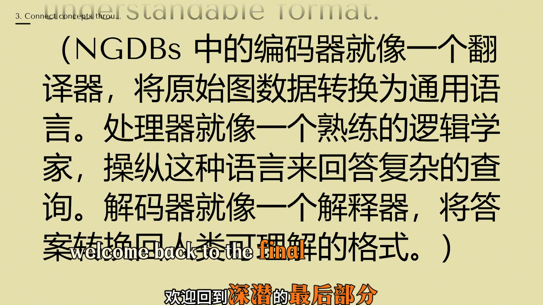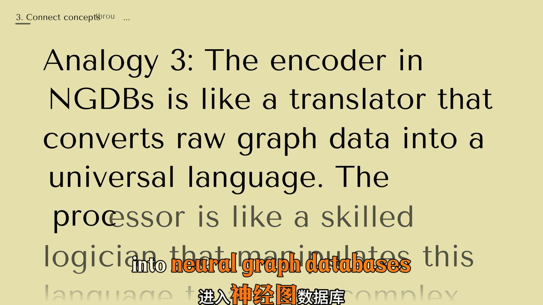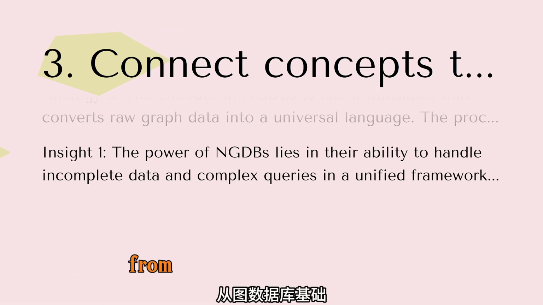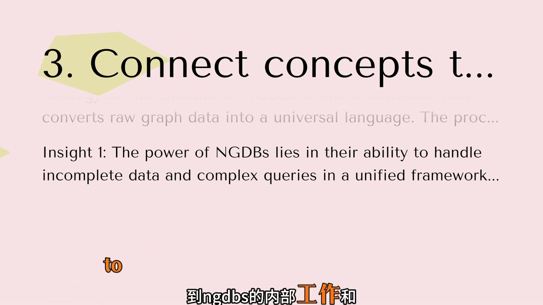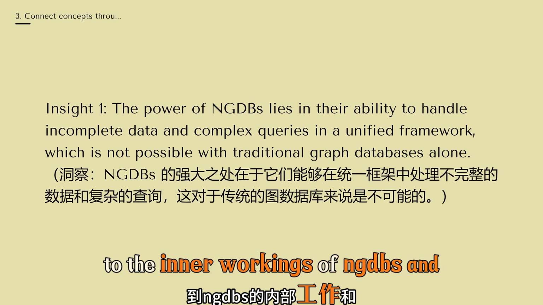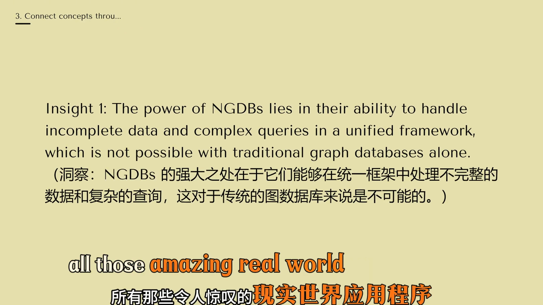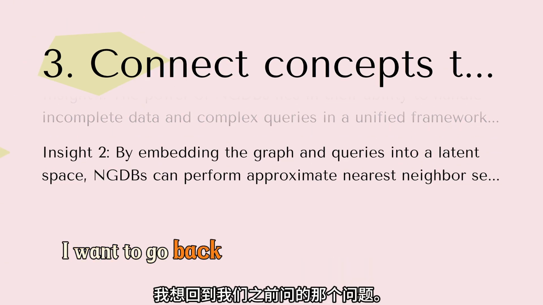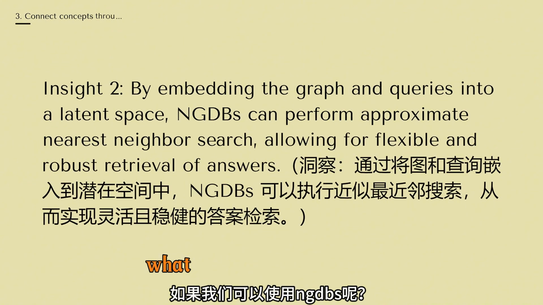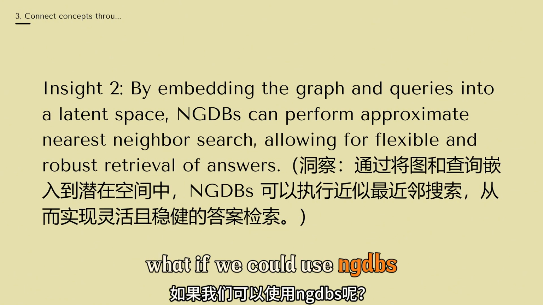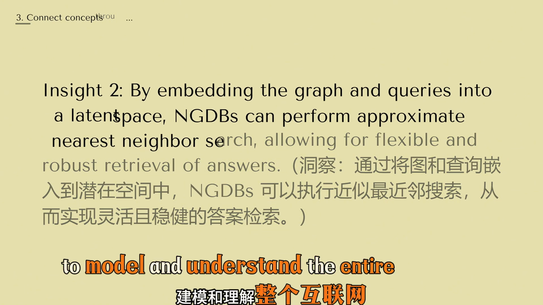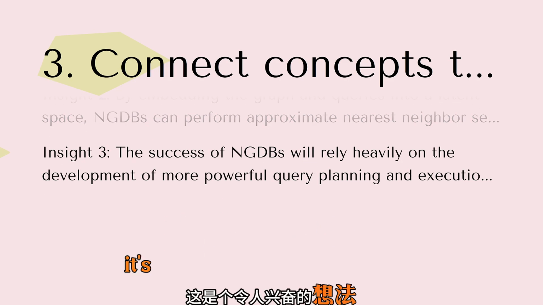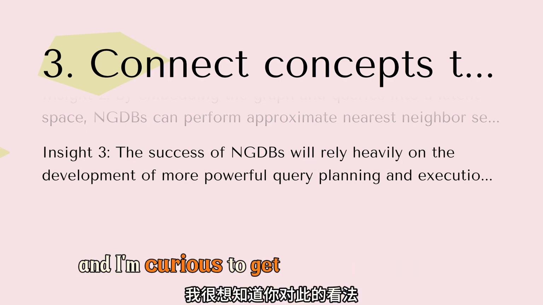Welcome back to the final part of our deep dive into neural graph databases. We've covered so much already, from graph database basics to the inner workings of NGDBs and all those amazing real-world applications. It's been quite a journey. Yeah. But before we wrap up, I want to go back to that question we asked earlier. What if we could use NGDBs to model and understand the entire internet with all its complexity? It's kind of a mind-blowing idea, and I'm curious to get your thoughts on it.